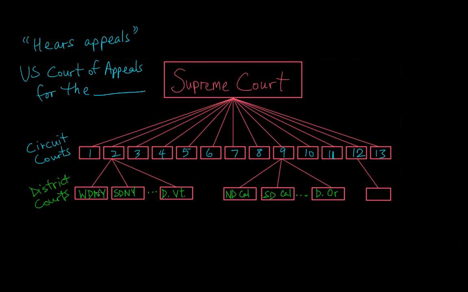Now, these decisions that are made in the district court for a district can be reviewed by the circuit court for the circuit that the district is inside of. The Western District of New York is inside the Second Circuit, so the decisions by the district court for the Western District of New York can be reviewed by the circuit court for the Second Circuit. Same thing over here. The Southern District of California is inside of the Ninth Circuit. So that means the United States Court of Appeals for the Ninth Circuit can review the decisions by the District Court for the Southern District of California.